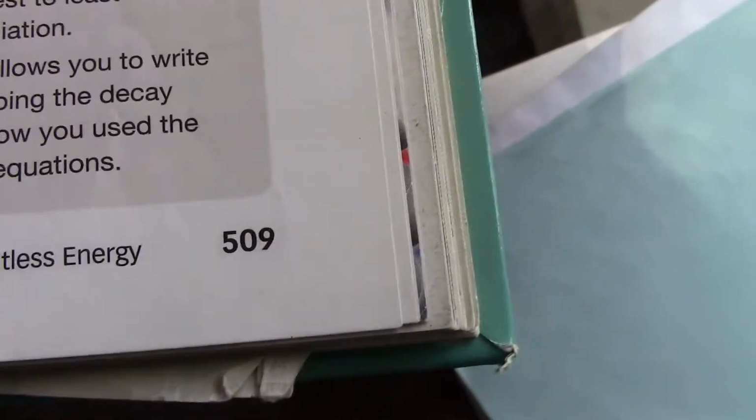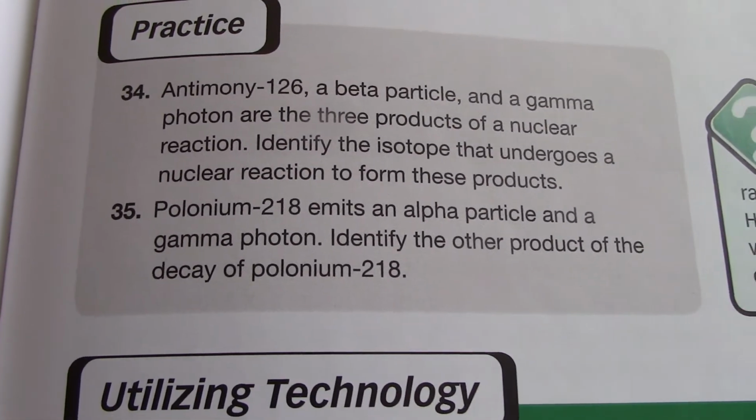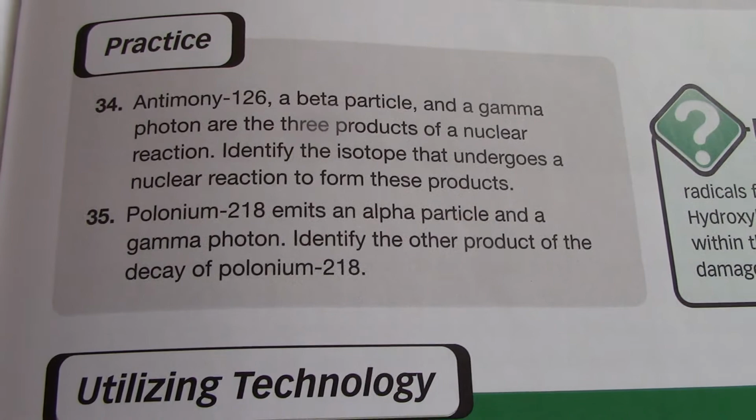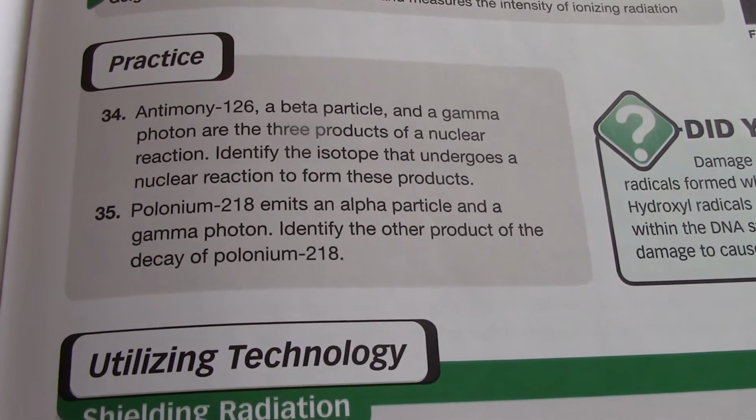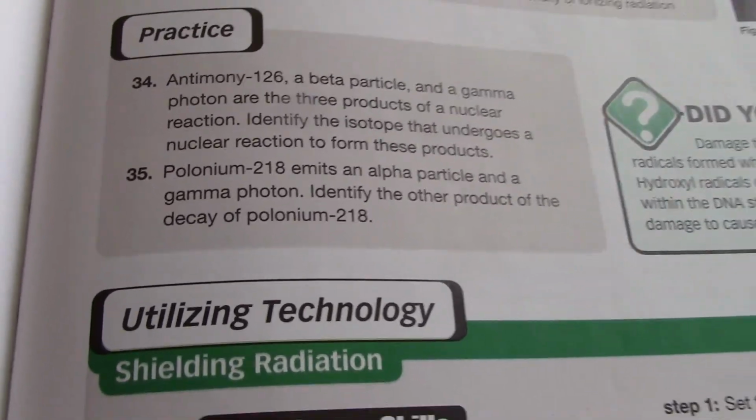Page 509. Also, questions number 34 and 35. This also addresses beta decay and alpha decay. And you just have to add the gamma radiation in there as a product.